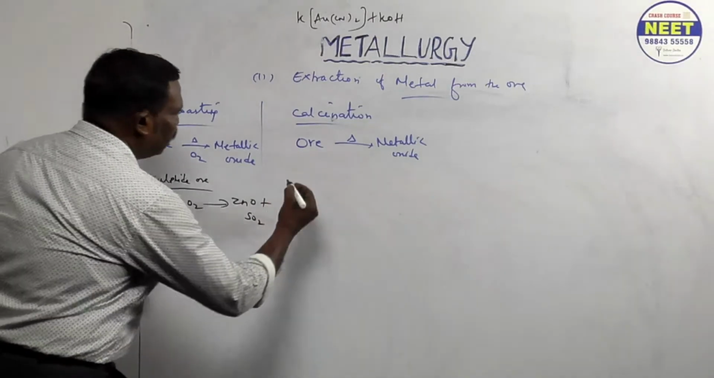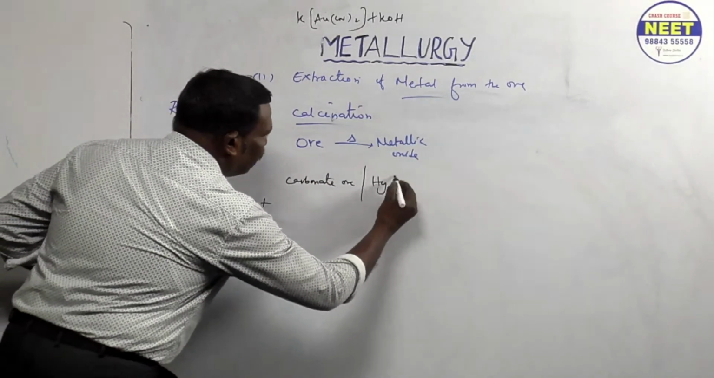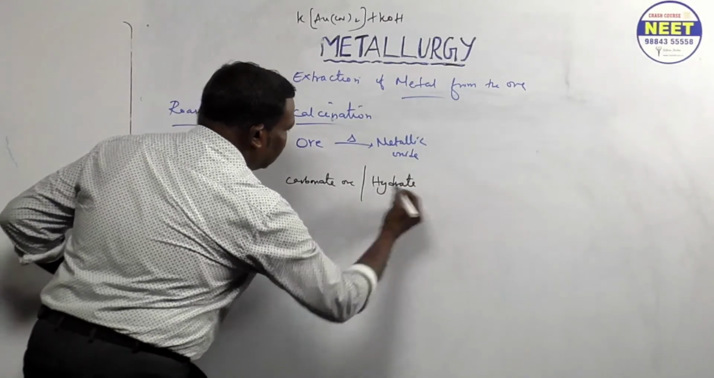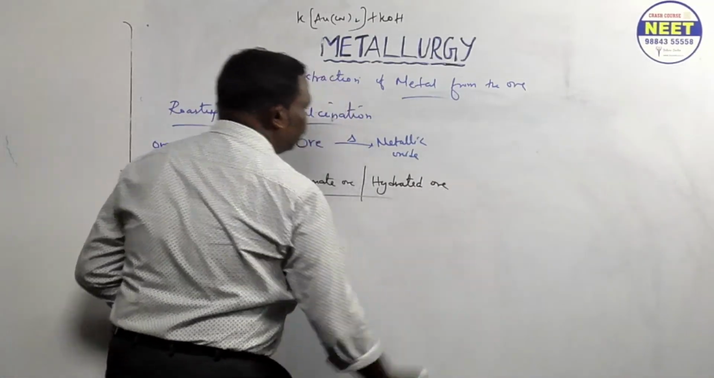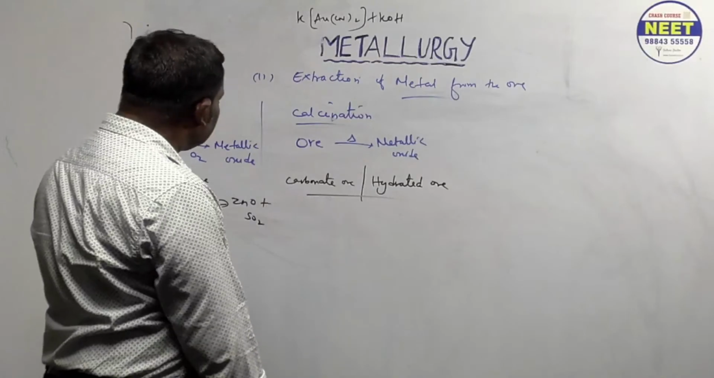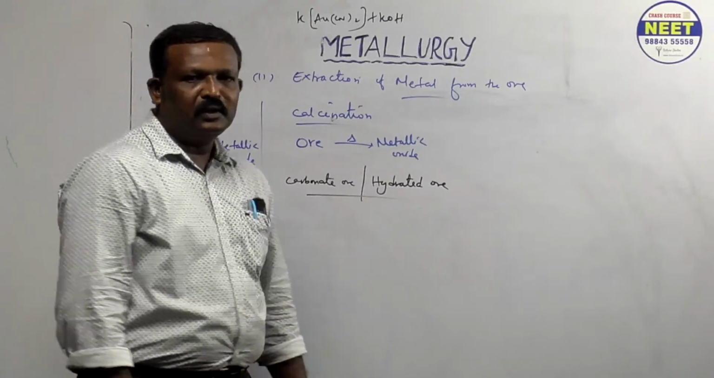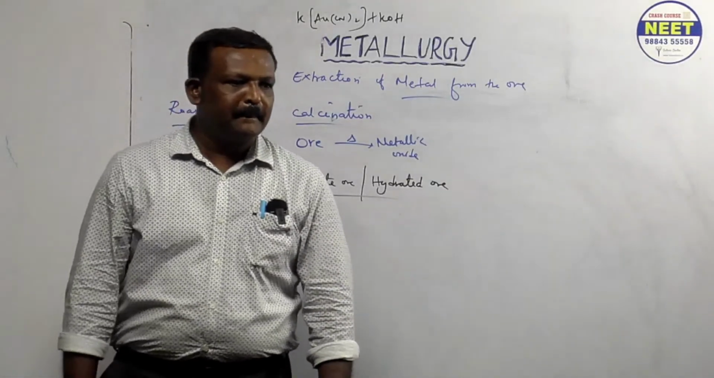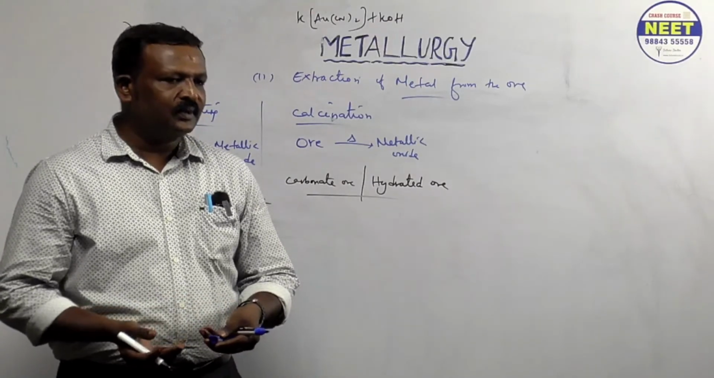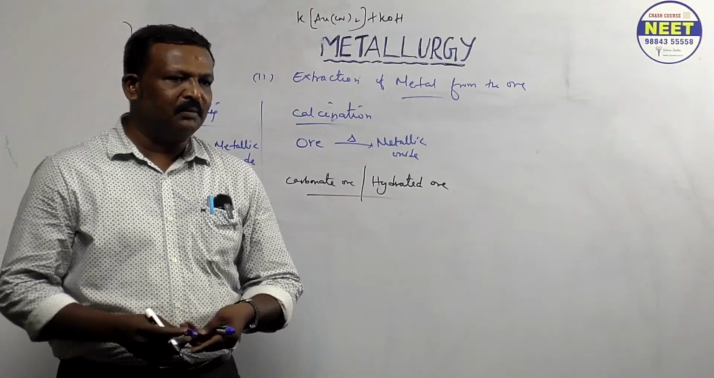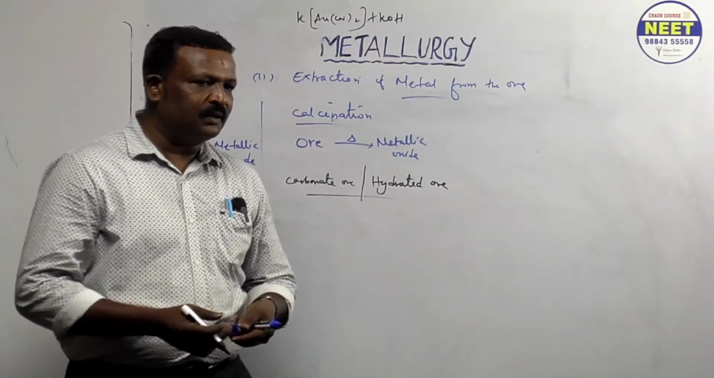Here, what ore? Mostly carbonate ore or hydrated ore in this category. Carbonate ore, for example: calcium carbonate, zinc carbonate, magnesium carbonate. We can say like that, no?